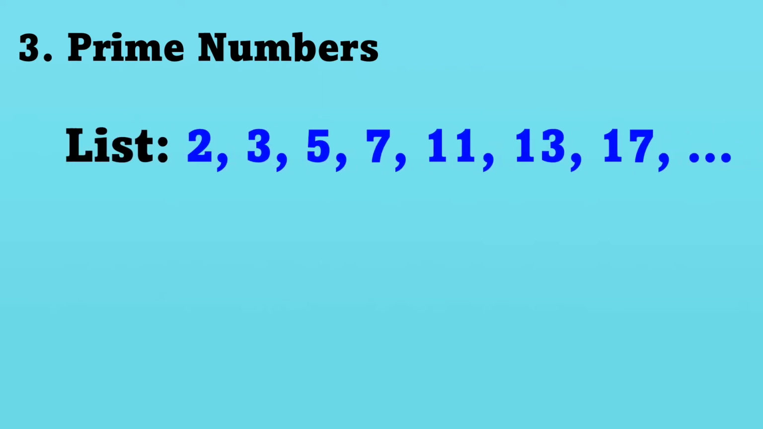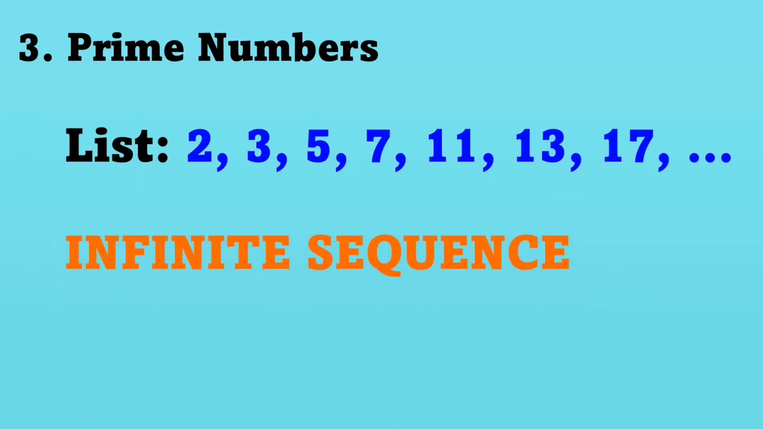Number 3, prime numbers. Prime numbers are numbers with only 2 factors, namely 1 and itself. The terms are 2, 3, 5, 7, 11, 13, 17, and so on. But since we cannot determine the last term because there are still next prime numbers after 17, this is an infinite sequence.